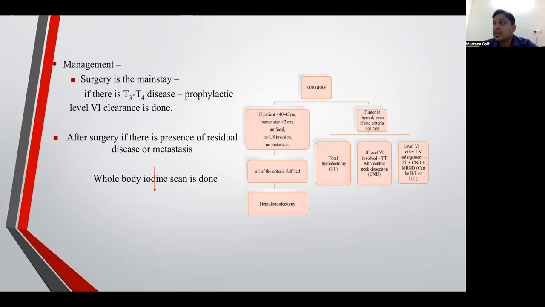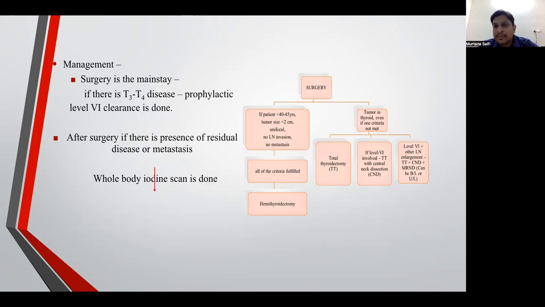Again, if the patient is between 40 to 45 years, tumor size is less than 2 centimeters, it is unifocal, no lymph node invasion, no metastasis, if these criteria are fulfilled, then hemithyroidectomy should be done. If the tumor is in the thyroid and even one criterion doesn't match, then total thyroidectomy.